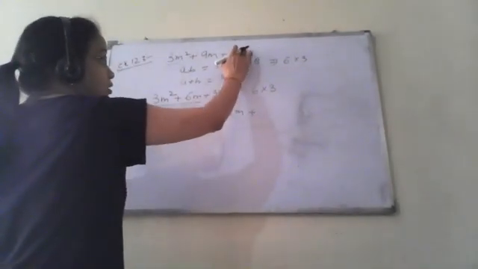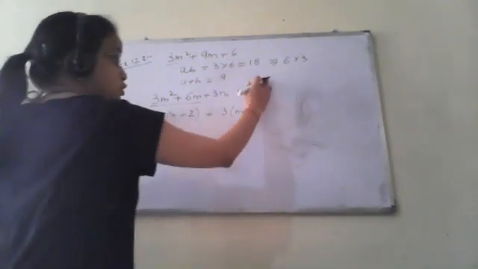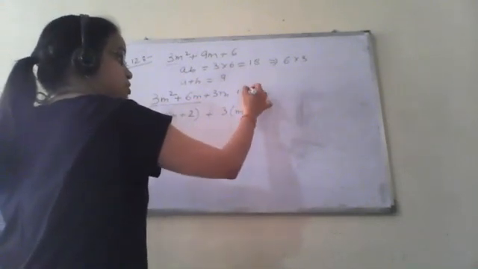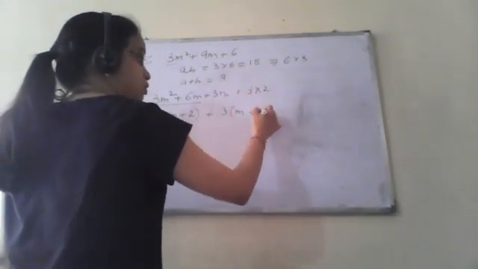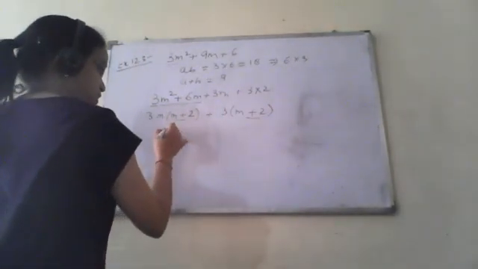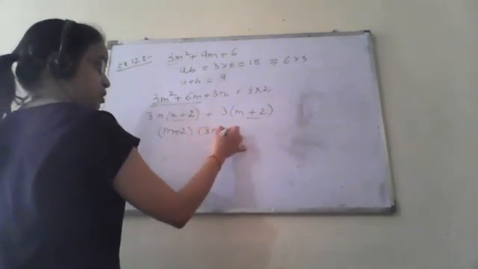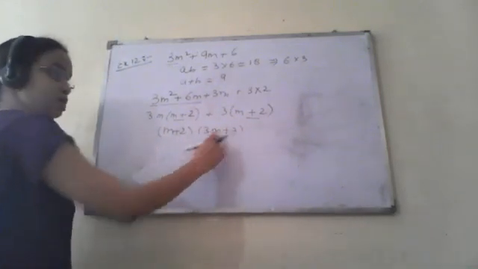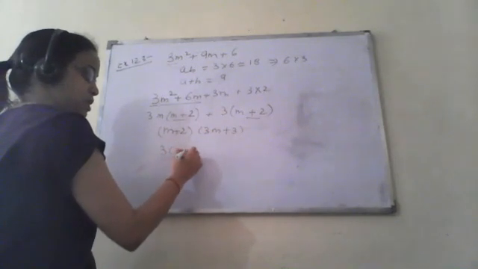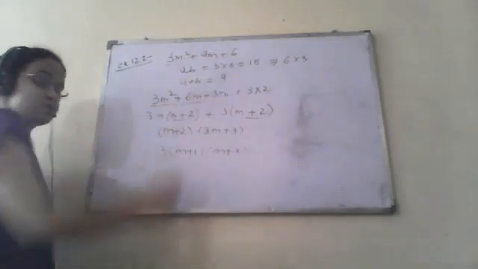So it was 18. No, this is 6. This 6 can be written as 3 into 2. When we take 3 out, it is m plus 2. So m plus 2 into, what is left from this term? This is 3m plus 3. Now we can take 3 further common. So left is m plus 1, and this one is m plus 2. So these are the factors of this expression.